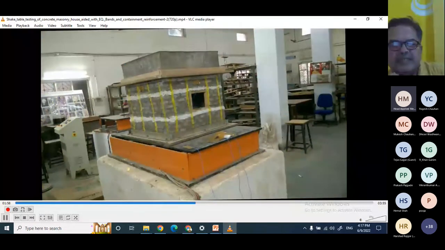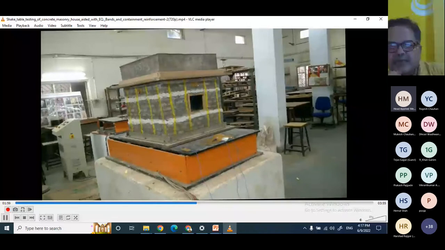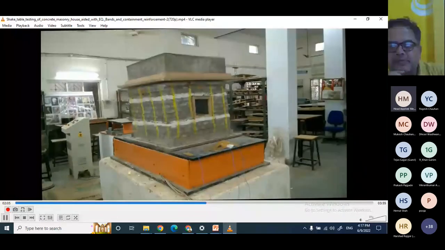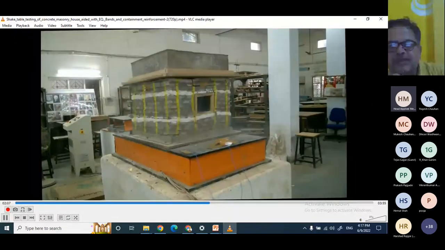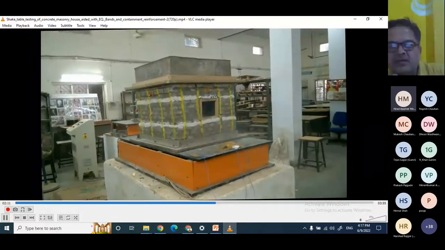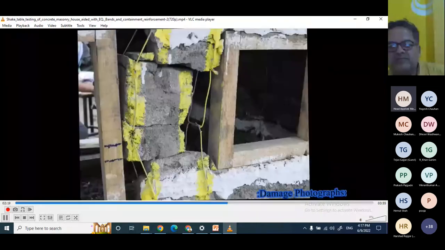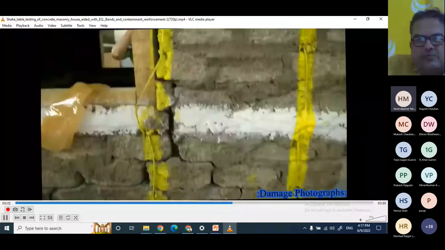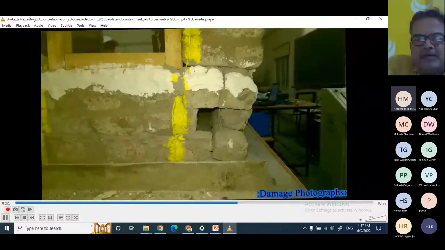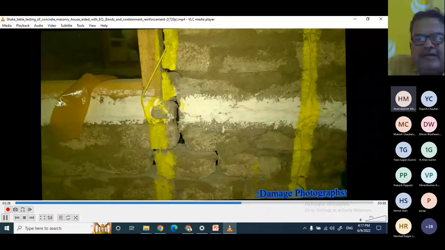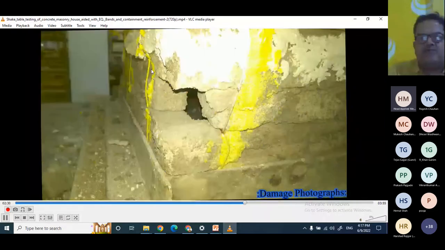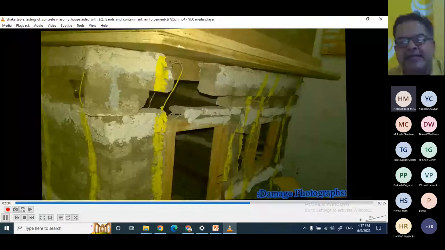Again, high frequency testing. Again, you see your structure is not failing suddenly, even though it is a masonry structure, because of the containment reinforcement. So when the containment reinforcement is affected, definitely it came out. So it also hampers the performance of your building.